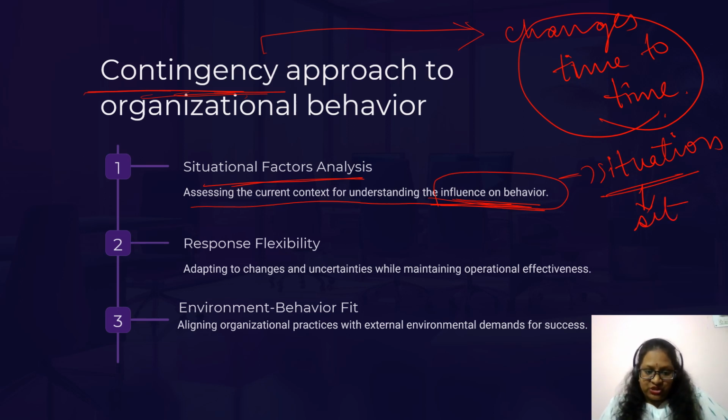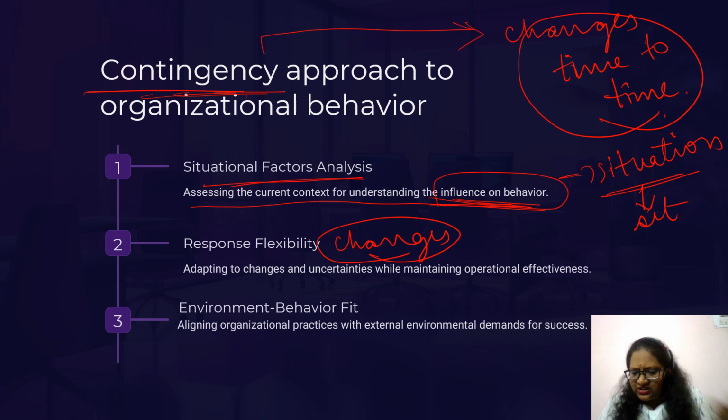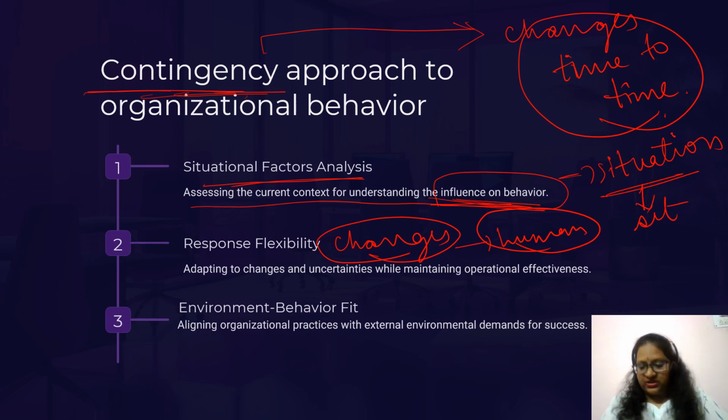Now here is response flexibility: adapting to changes and uncertainties while maintaining operational effectiveness. We see a lot of changes being made from time to time, right? These changes might affect a human personally, or they might affect his work and operational effectiveness. We need to look into how he is adopting these changes and how he is not letting these changes affect his work.